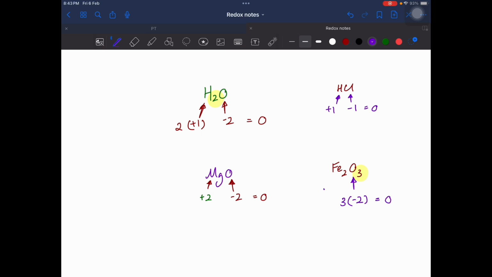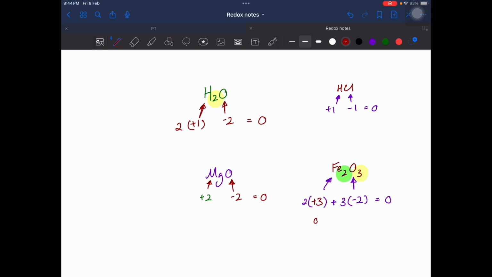Since this is a compound, overall, this must be equivalent to 0. So we need to ask ourselves what could be the number here that when we add up with this 3 times -2, we'll end up with 0. Do take note that there's actually 2 of the iron, right? So what this means is that we need to make sure that it's 2 sets of something. When you add together with 3 times -2, it will be equivalent to 0. And then you should be able to figure out that this iron must be a +3.